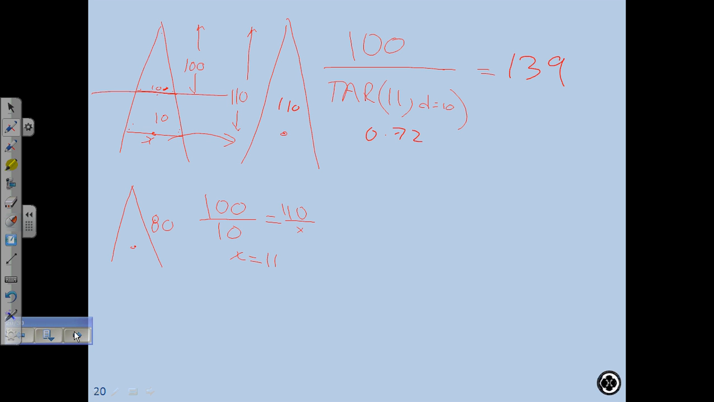Okay, so 139. So now we're going to do 139 times, what's our inverse square? 120 over 80. Is it 120? 110. 110 over 80 squared.